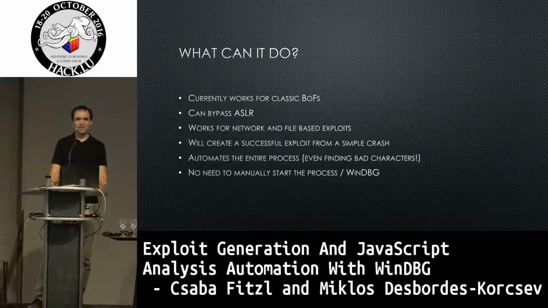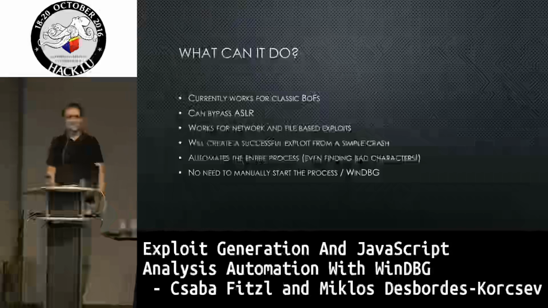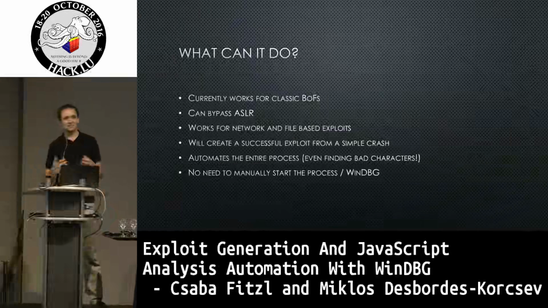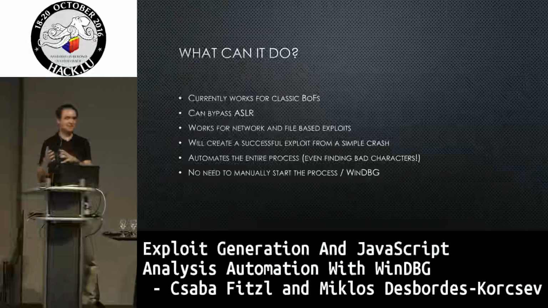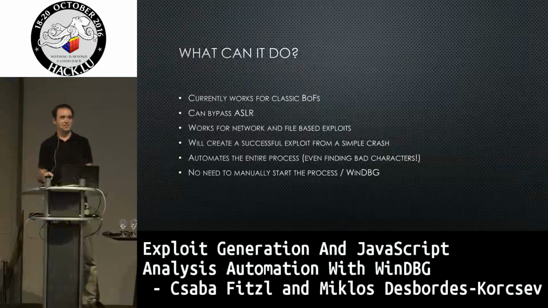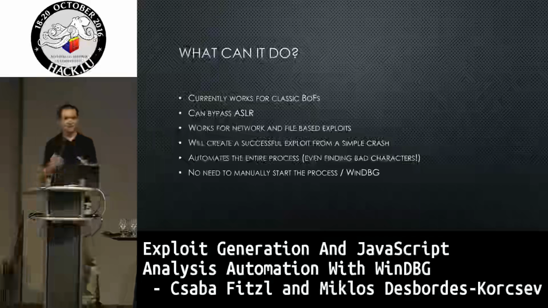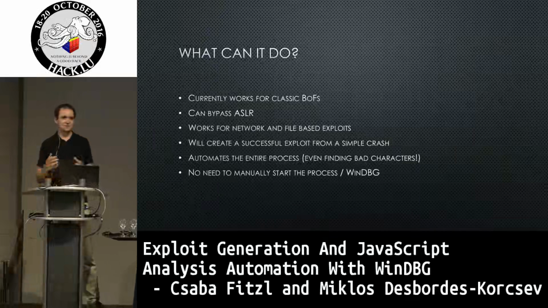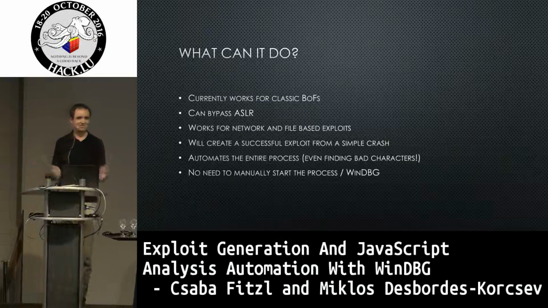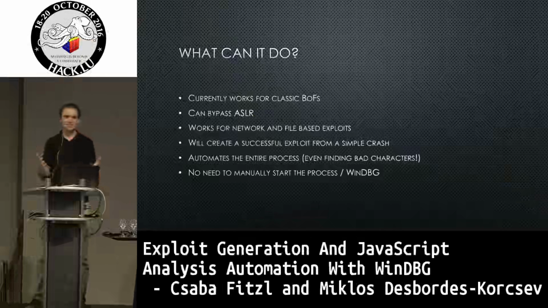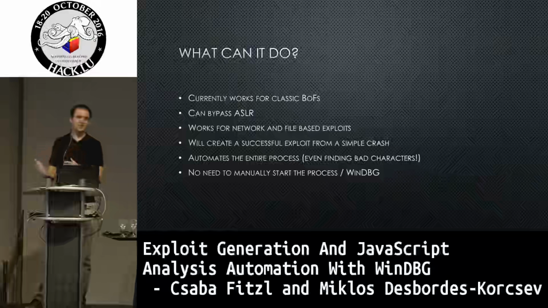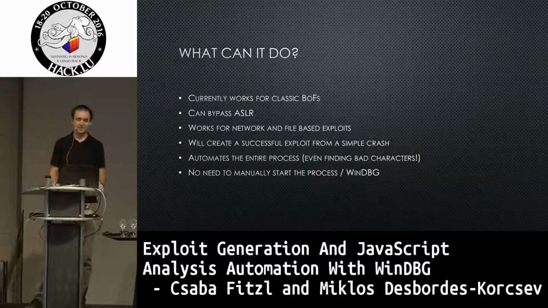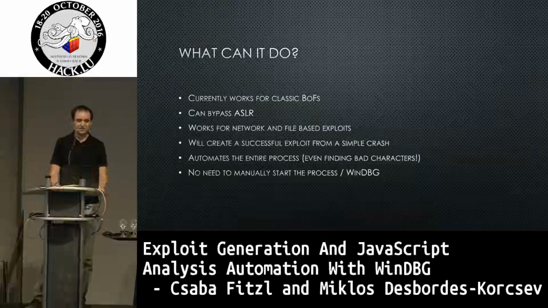It works for file and network-based exploits. It's important because when you automate it for network-based exploits, you have to start the process, wait a little bit, and then send your exploit. On the other hand, on file-based exploits, for example, when opening, let's say, an MP3 list file, you need to generate the file and then open the process and load that file to the process. So the workflow is a little bit different.